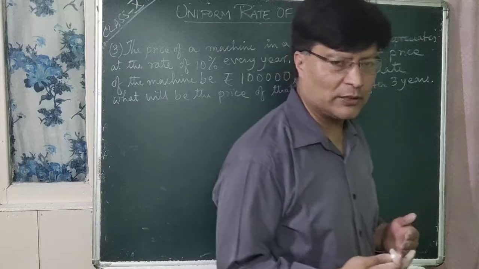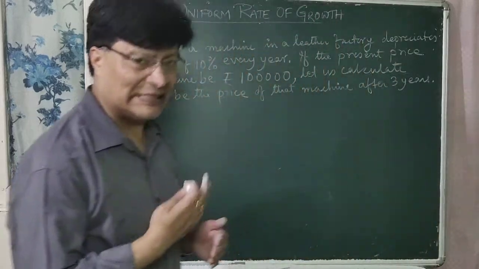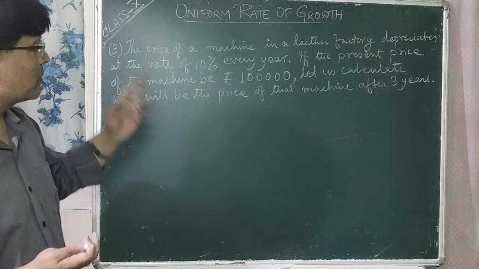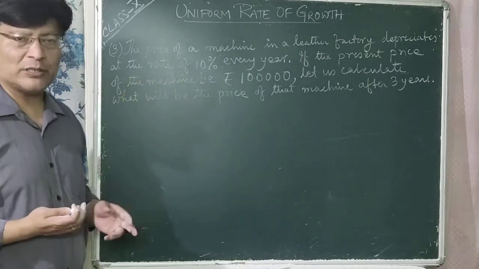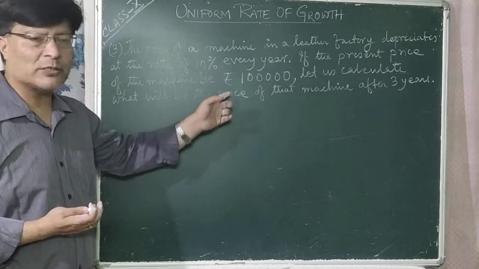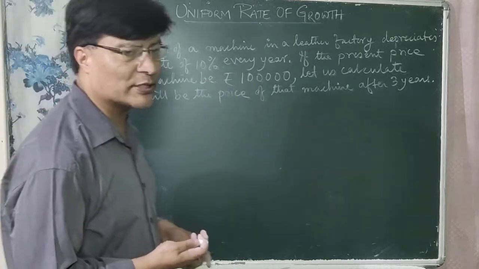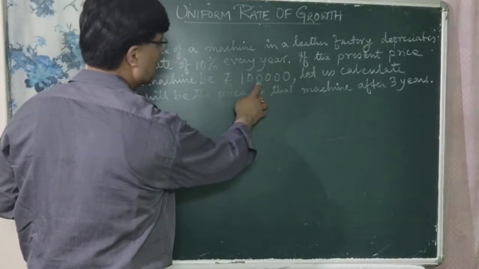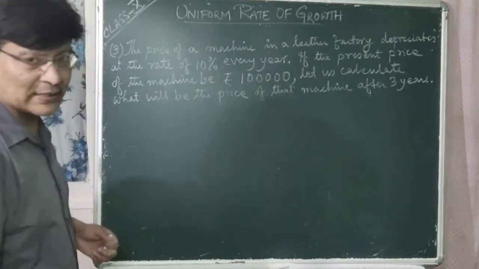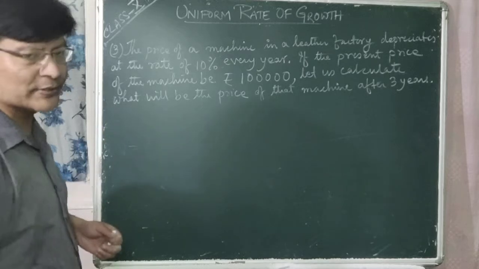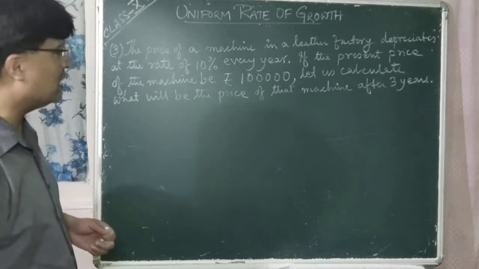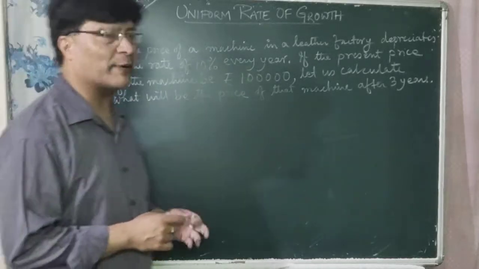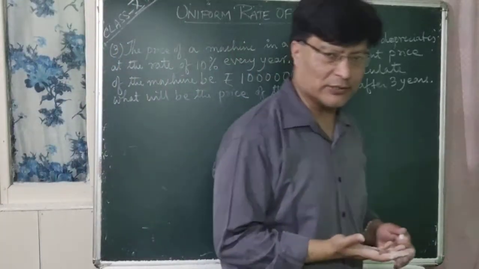The price of a machine of a leather factory decreases at the rate of 10% every year, right? What is the present price of the machine? Present price of the machine be rupees 1 and how many zeros? 5 zeros are there. That means 1 lakh. Okay, this is 1 lakh. The present price of a machine is rupees 1 lakh. So let us calculate what will be the price of that machine after 3 years.